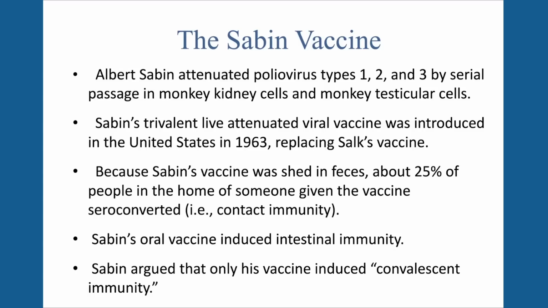Because Sabin's vaccine was shed in the feces, about 25% of people in the home of someone given the vaccine seroconverted, so-called contact immunity, which was viewed as valuable. Sabin's oral vaccine also induced intestinal immunity, as was stated earlier. Sabin also argued that only his vaccine could induce long-term immunity, so-called convalescent immunity.